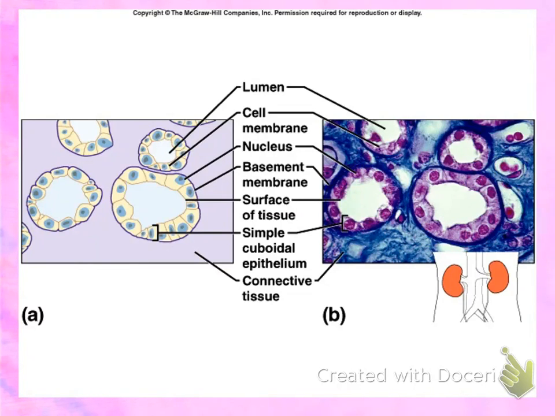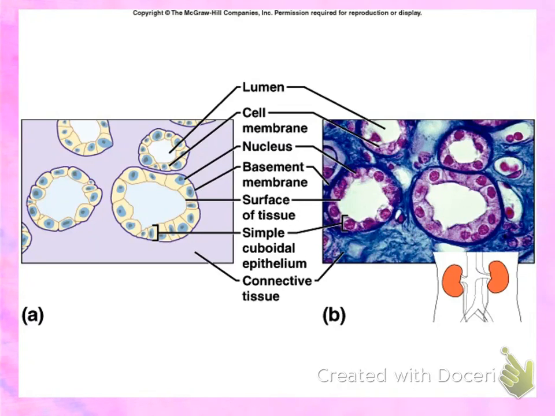What you are looking at is looking down the barrel of a tube. And so this white area here is the empty space inside the tube. And this space is called the lumen. Again, the area that is not touching another tissue, this is what's called an apical surface.